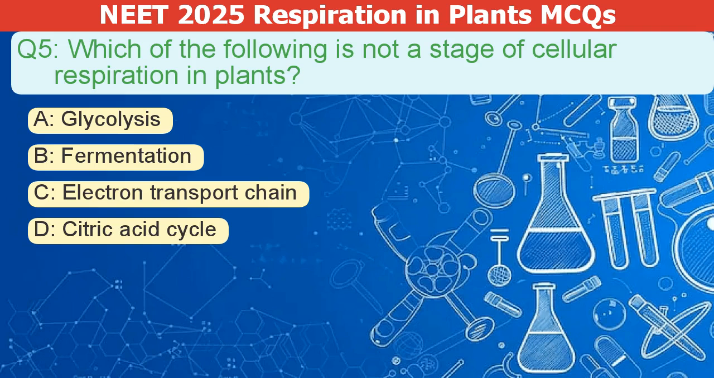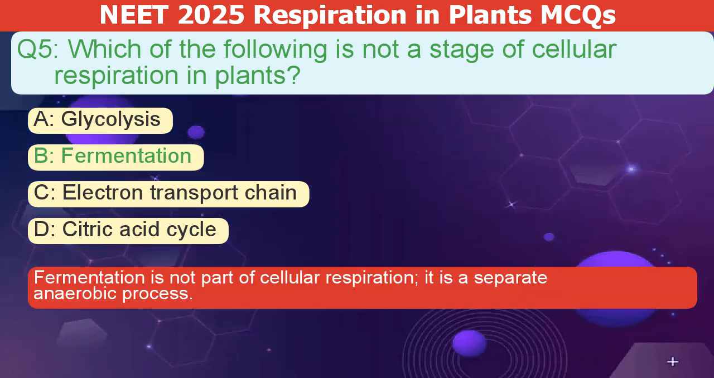Which of the following is not a stage of cellular respiration in plants? A. Glycolysis. B. Fermentation. C. Electron transport chain. D. Citric acid cycle. The correct answer is B. Fermentation is not part of cellular respiration. It's a separate anaerobic process.